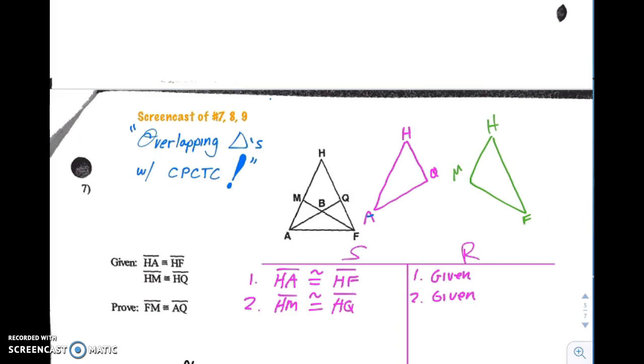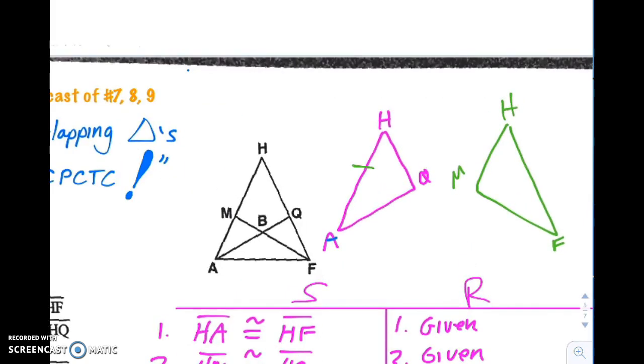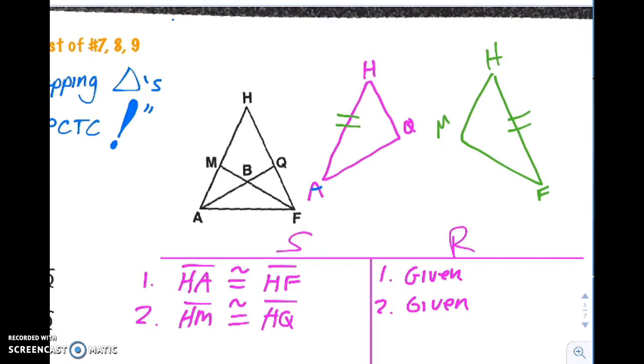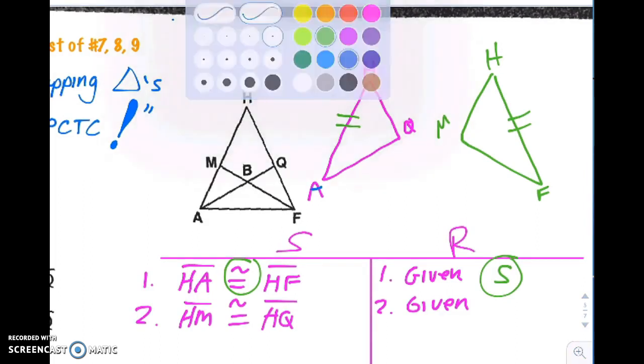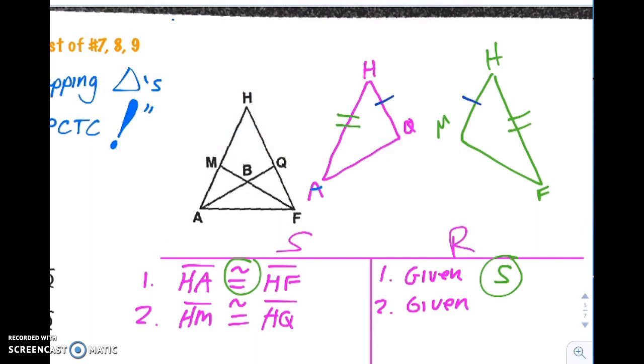HA is congruent to HF. Okay, so that's going to give me a side because there's one of my congruent symbols. The second part says HM is congruent to HQ. So I can now say HM and HQ are congruent. That gives me another one.